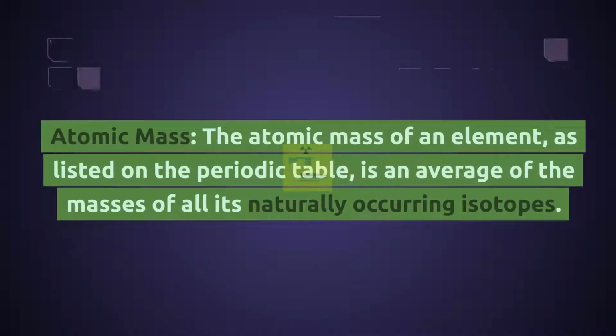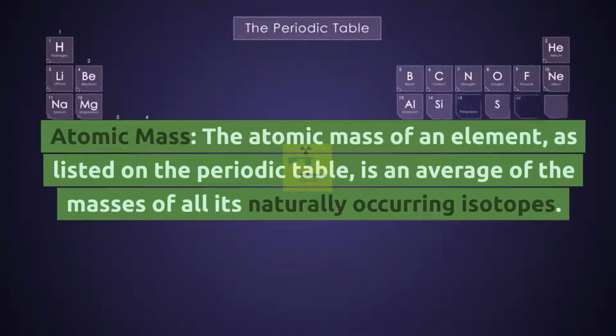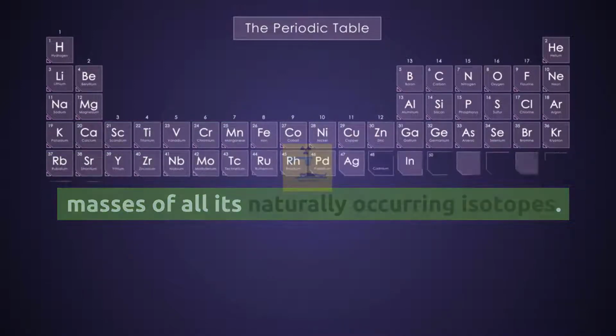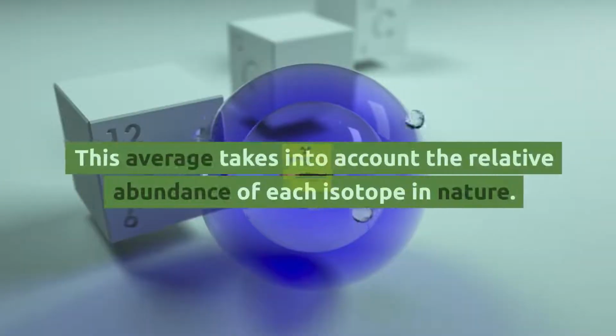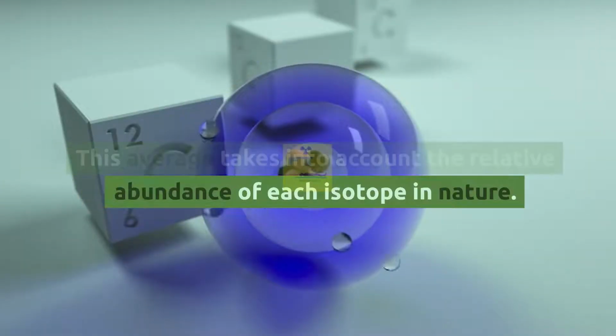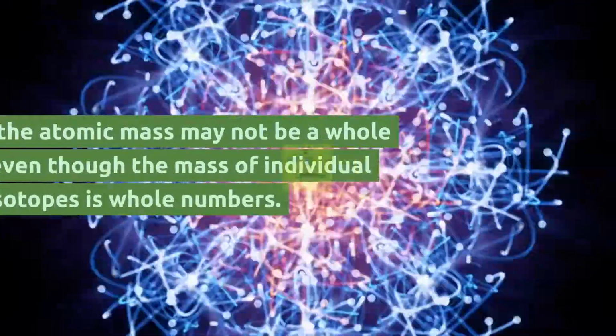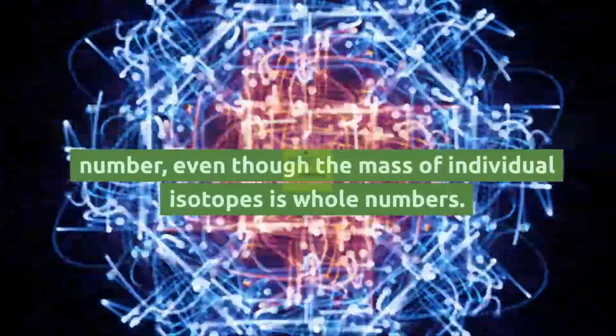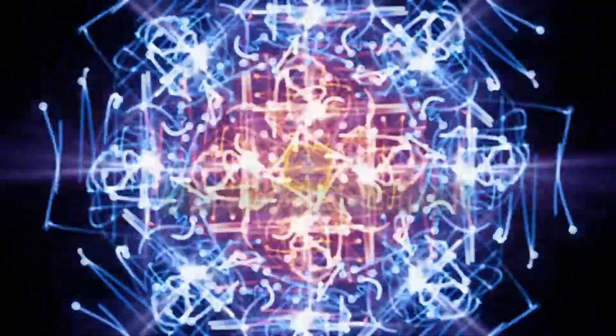Atomic mass. The atomic mass of an element, as listed on the periodic table, is an average of the masses of all its naturally occurring isotopes. This average takes into account the relative abundance of each isotope in nature. Therefore, the atomic mass may not be a whole number, even though the mass of individual isotopes is whole numbers.